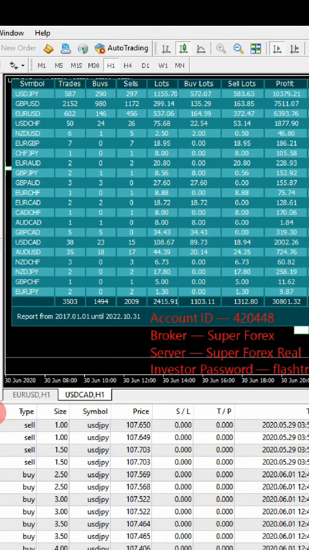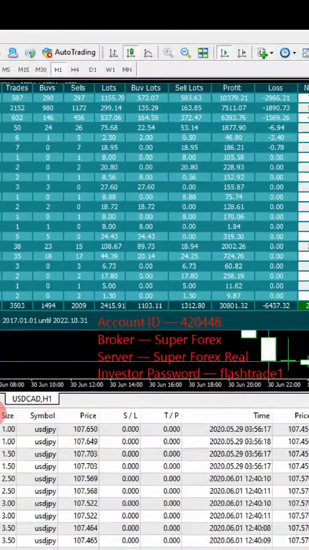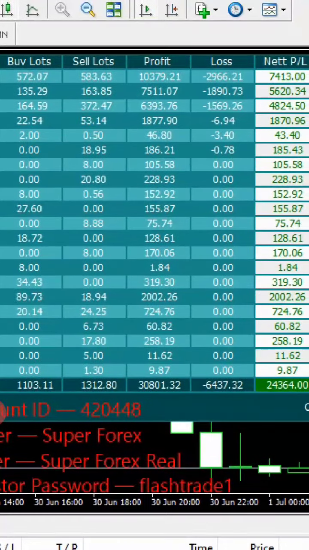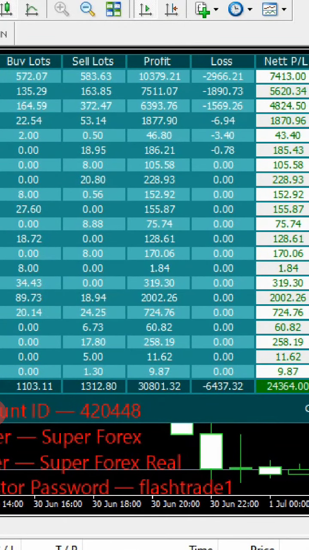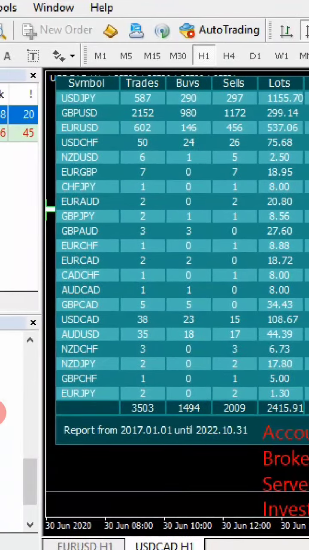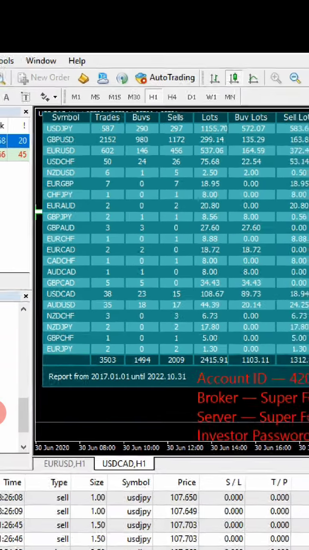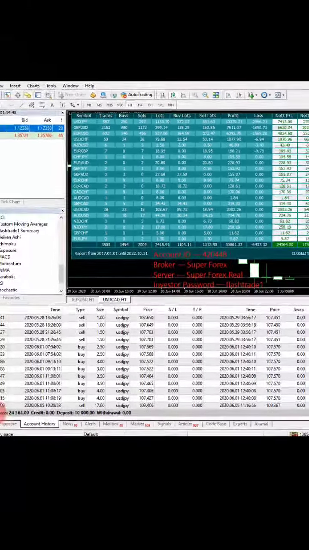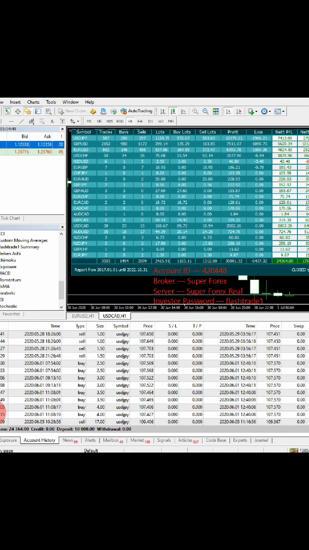You can check out the figures like 2966, then 1890 and 1569. Mostly I made the loss in USD JPY, GBP USD, and EUR USD. These are the high volatile pairs. As per the news, we are trading it, and we have booked the loss also.